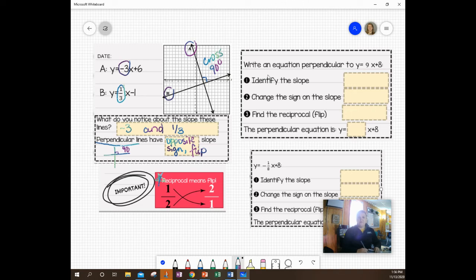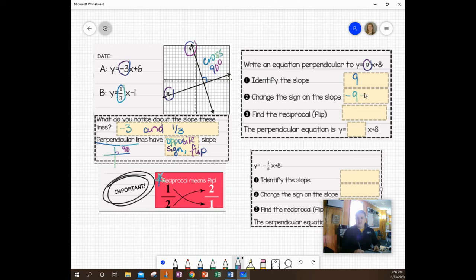All right, so how do we write a perpendicular slope? Well, the first step is to actually identify your slope. So in this case, I have y equals 9x plus 8, and 9 is going to be my slope. After I figure out what the slope is, I need to change the sign of the slope, because remember, they have to have opposite signs. So it's going to go from a positive 9 to a -9.